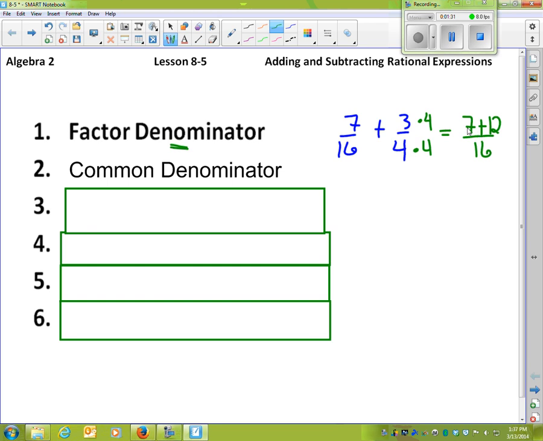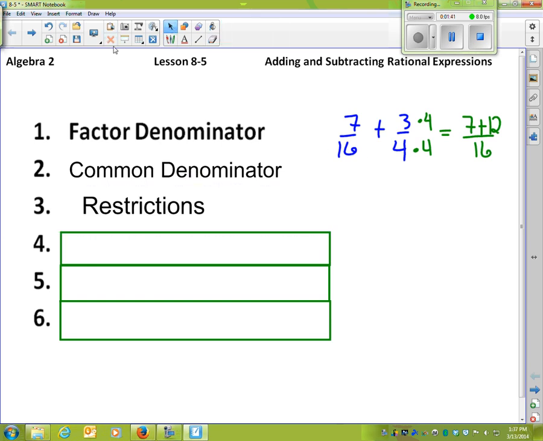It's going to be similar for us when we're working with binomials and trinomials. So come up with that common denominator. What we need to do extra is to state our restrictions. When you do your restrictions, it's going to be of that common denominator.